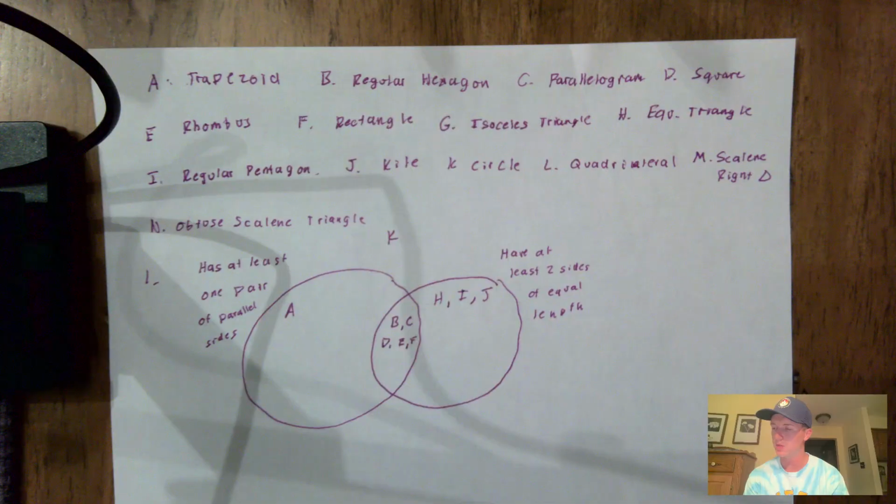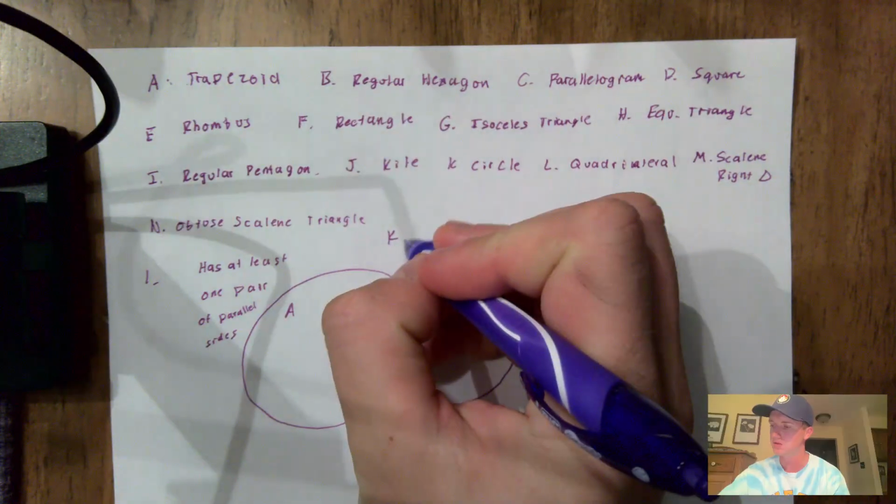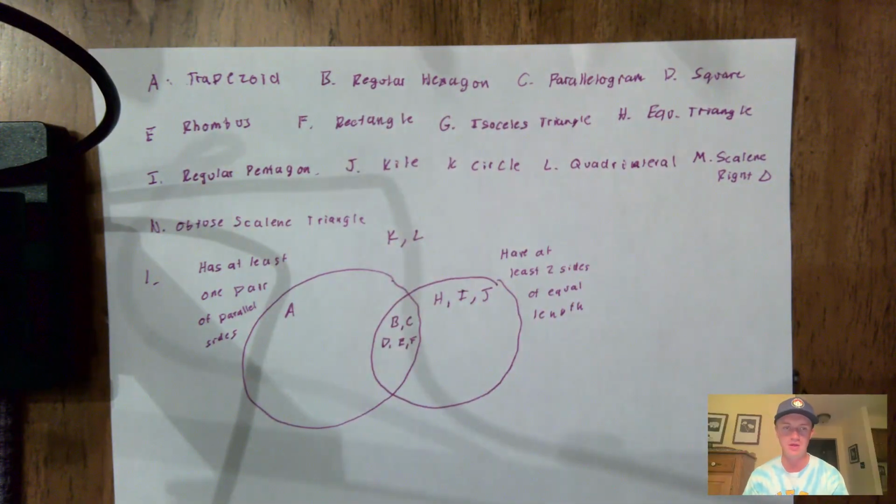All right, the next one, quadrilateral. If we're looking here, there's nothing really special about that one. So I can just put L on the outside there.